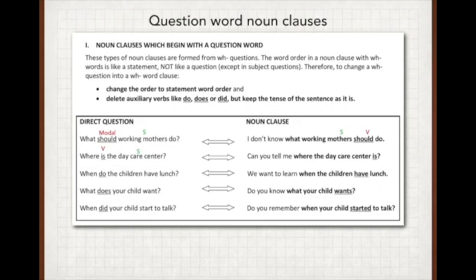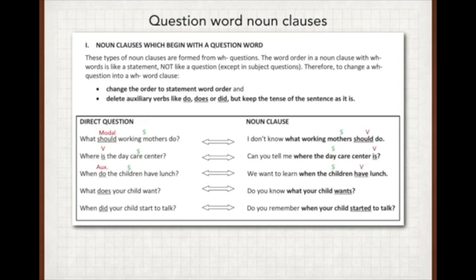Now let's look at the sentence with the noun clause. Can you tell me? That is a question. And the noun clause, we have where the daycare centre is. Now in this case, the daycare centre is the subject and is is the verb. Let's continue. When do the children have lunch? Again, do is the auxiliary, the children is the subject, and have is the verb.